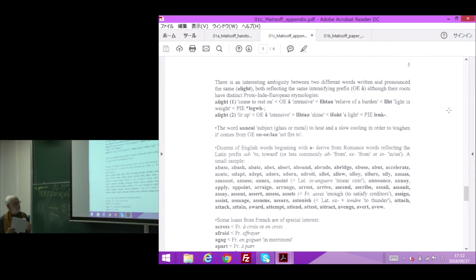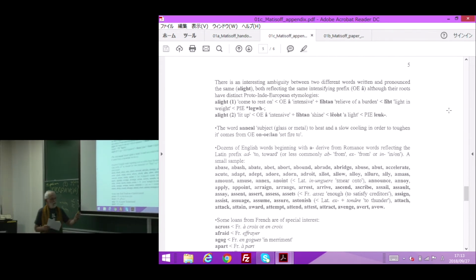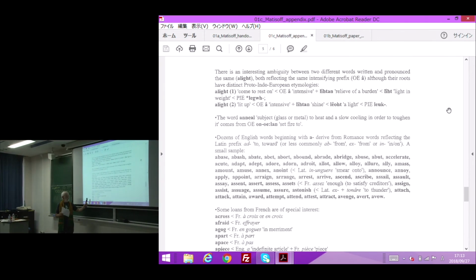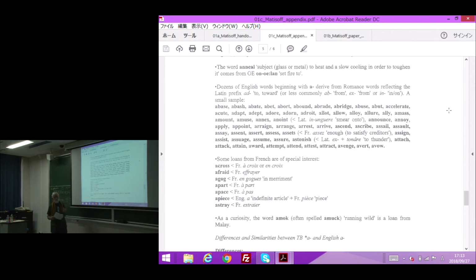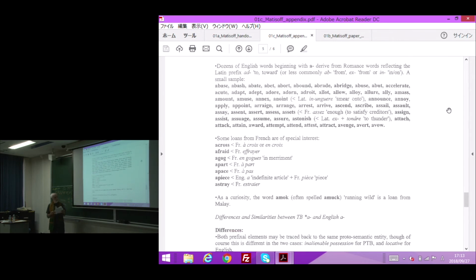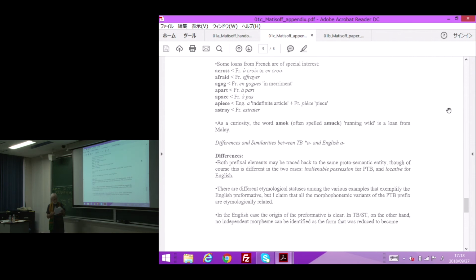If you look through the dictionary, you find many, many of these. Some of them look very much like they should be native English. Across, for example, it's one of these spatial things, but it's actually from French, à quoi or en quoi. Afraid is from French, effrayé. Agog, in merriment. Apart, apace, apiece, astray. We even have a word from Malay, amok, to run amok, but that's a different story.